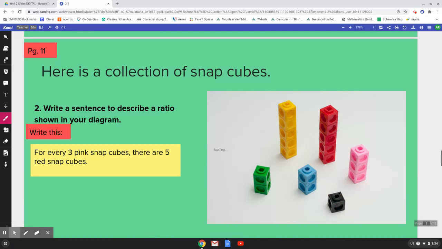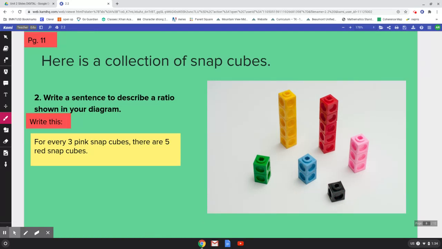Okay, and then we're continuing on. You're still on the same page. And we're on number 2 though. So write a sentence to describe a ratio shown in your diagram. So I just chose a sentence. For every 3 pink snap cubes, there are 5 red snap cubes. And again, you could write that many different ways. That is just what I chose based on the colors that I chose for us. So under number 2, you're writing write this, and you're writing the sentence in yellow.